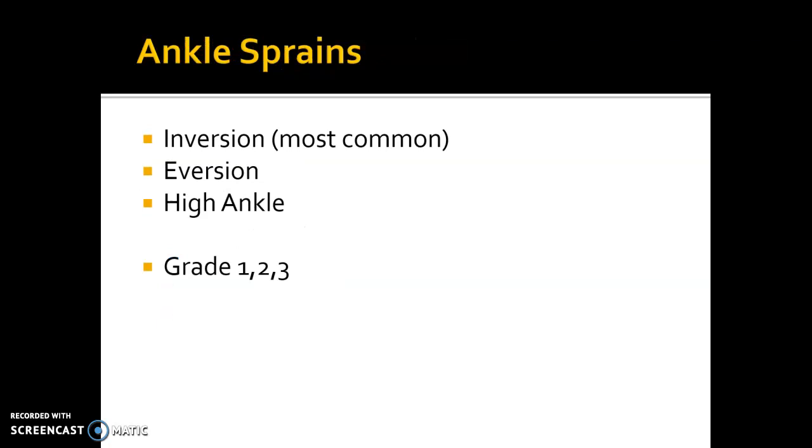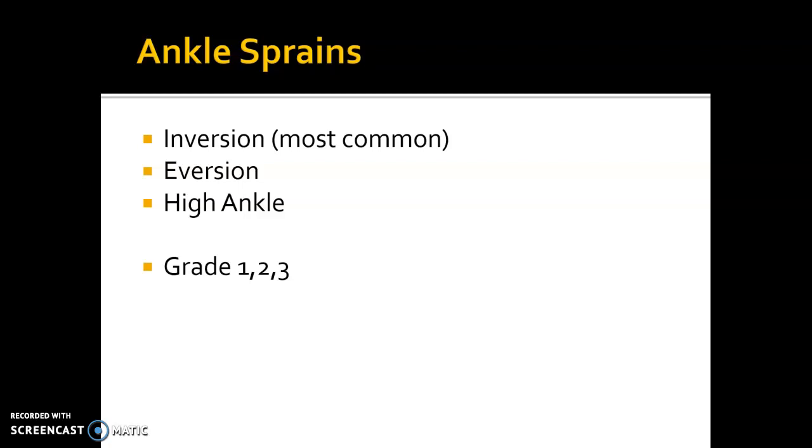For ankle sprains, inversion is going to be our most common way that we sprain the ankle, and that's just because there's a lot more movement. Inversion is bringing the bottom of the foot inward and that's how we most commonly will injure our ankle. Then we have eversion, which is bringing the bottom of the foot outward.